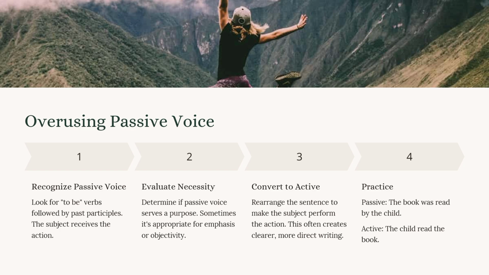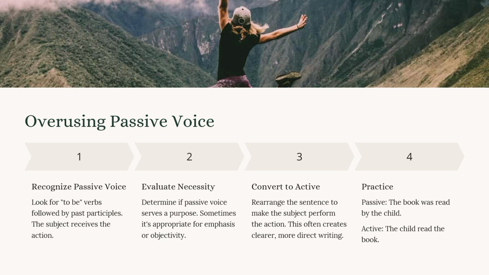The first one is use an active voice for clarity and impact, okay? In most cases, the active voice is the better choice because it clearly identifies who is doing what. So for example, in the sentence, "the project was completed by Sarah," that's the passive voice, which could be rewritten in the active voice, which is "Sarah completed the project." Now, the active version is shorter and more direct, making it easier to understand.